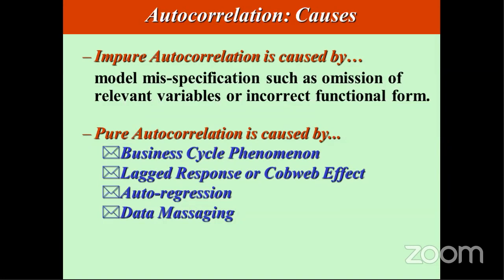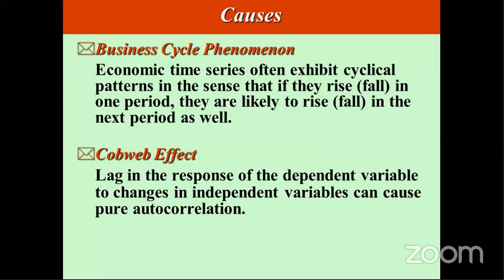So our focus, as I already told you, is only on the pure autocorrelation problem. The causes or reasons for this pure autocorrelation are as follows: the inertia or business cycle phenomenon, the cobweb effect or lagged response type of models, the autoregression type of models, and data manipulation. These are the four important reasons because of which pure autocorrelation is present in our regression model. So let us briefly discuss each of these, one by one.